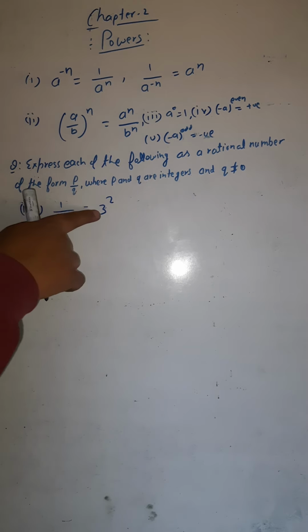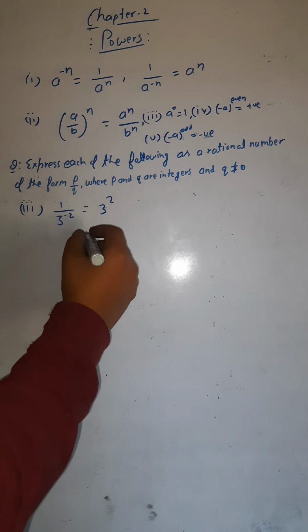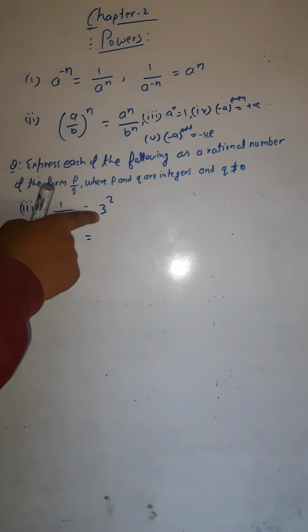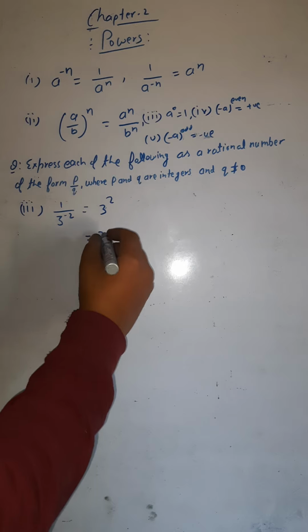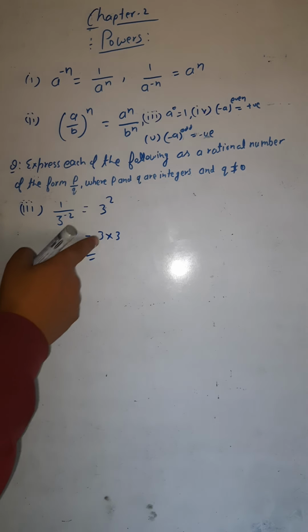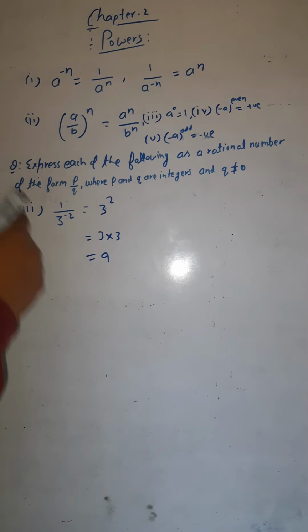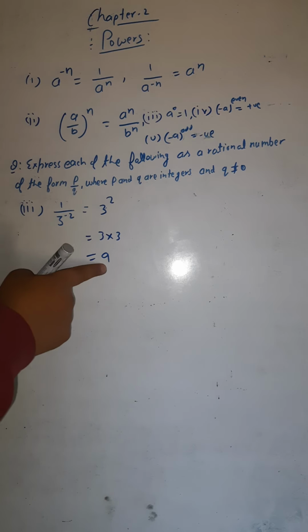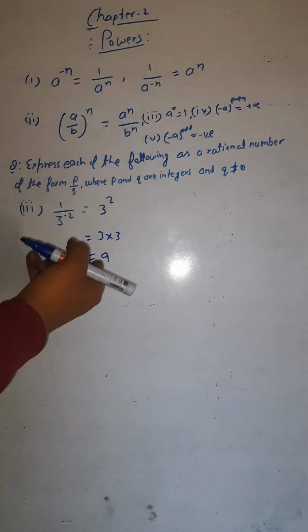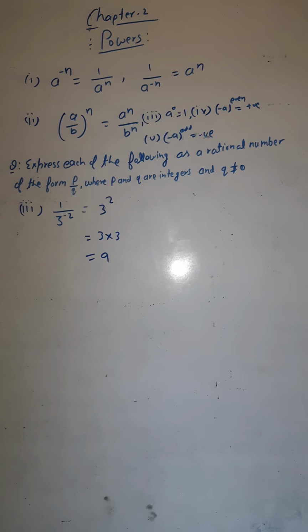Now 3 raised to the power 2 means you have to multiply 3 two times. 3 multiply 3, so this is 9. This is again a rational number, but we have to express this in the form of p by q. So I can write this 9 as 9 by 1. This is already a rational number. Are you getting this? Yes. So this is the answer. Just note it down.